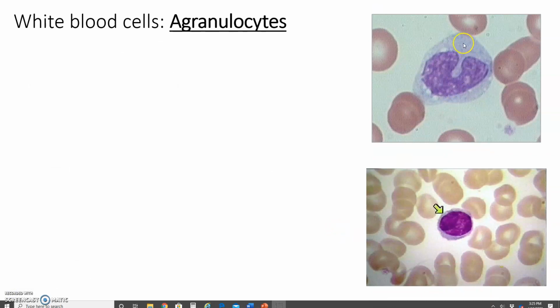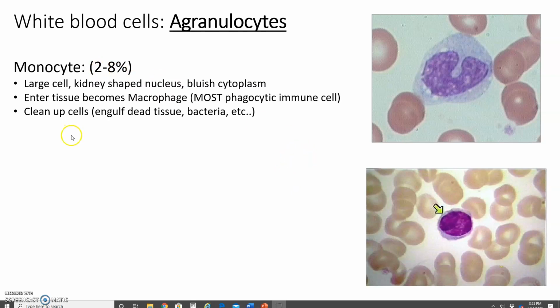So agranulocytes lack those granules, and the two types are monocytes, which make up about 2 to 8% of our white blood cells. They're usually recognizable by the large kidney-shaped nucleus and the bluish cytoplasm. This is the most phagocytic immune cell once they become a macrophage. And mostly what they're doing is a lot of cleaning up of dead tissue and bacteria and things.